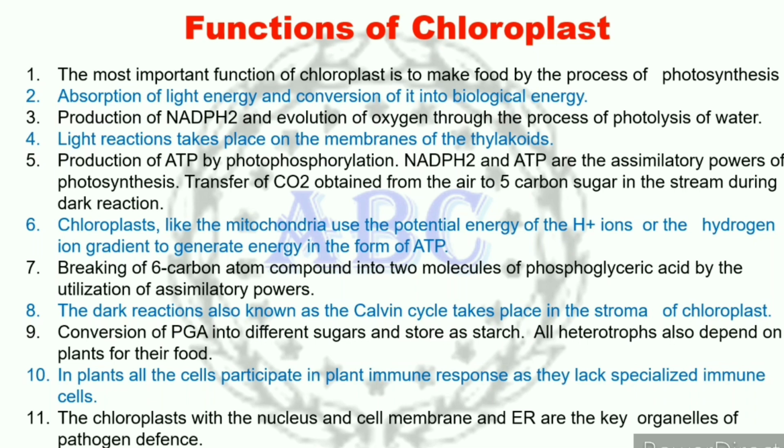All heterotrophs also depend on plants for their food. In plants, all the cells participate in the plant immune response as they lack specialized immune cells. The chloroplast, with the nucleus, cell membrane and endoplasmic reticulum, are the key organelles of the pathogen defense system.